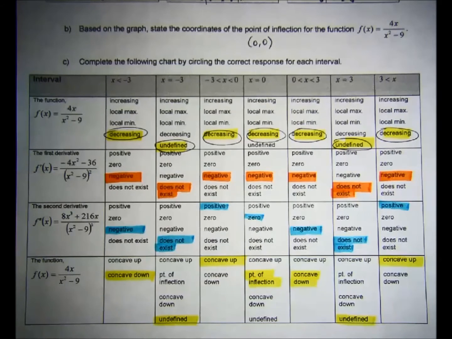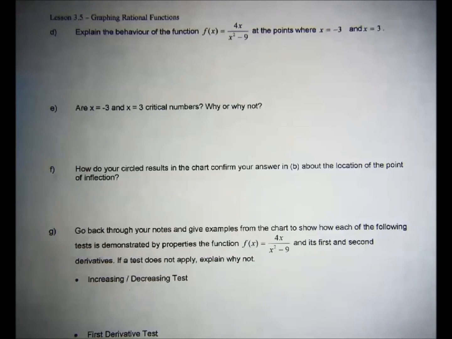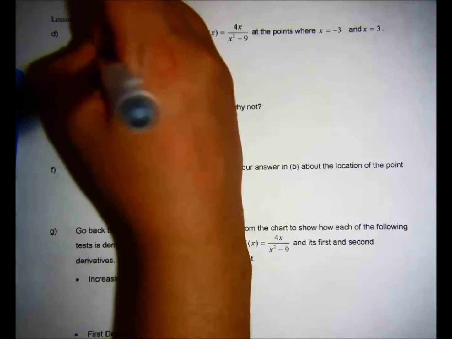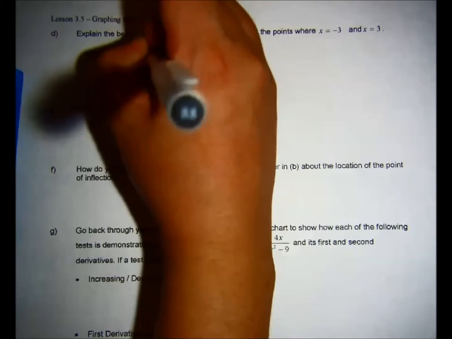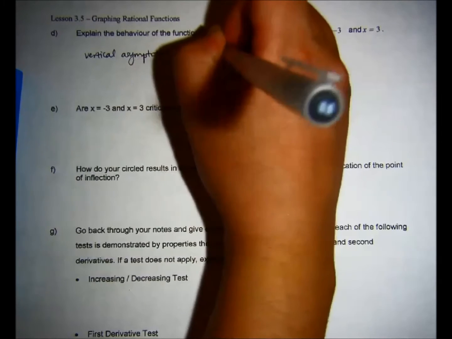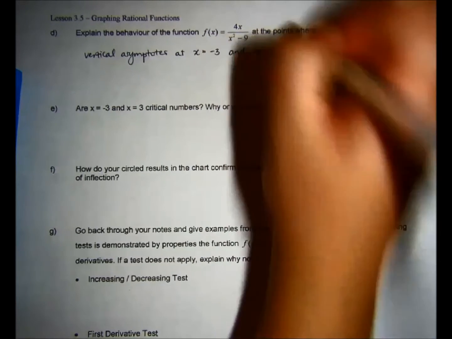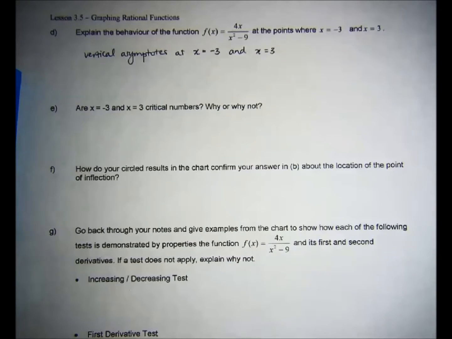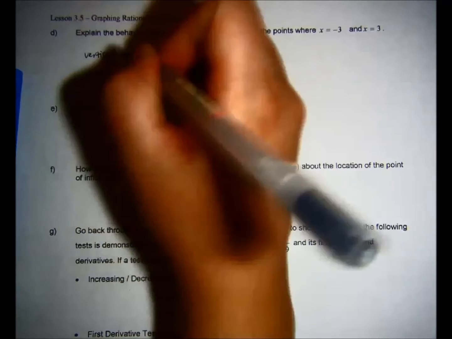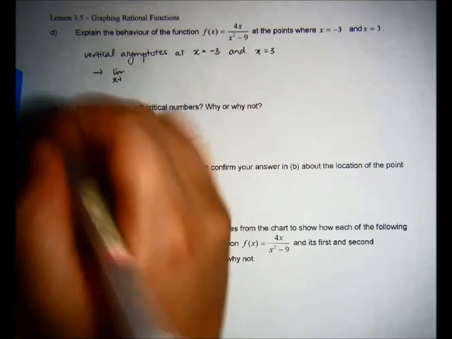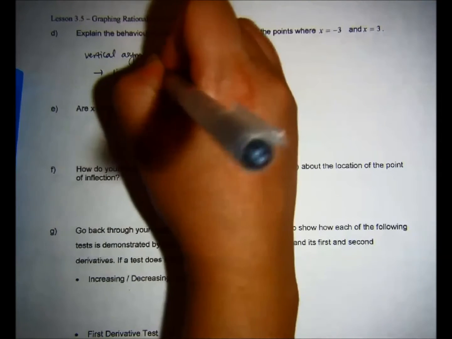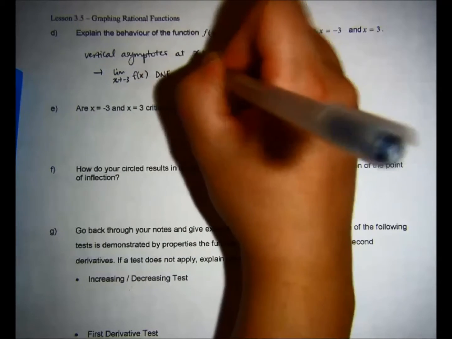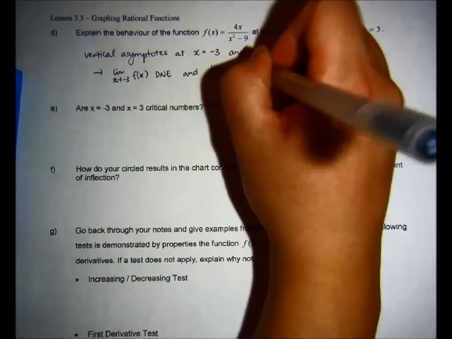Okay, so let's move on to the next page and answer some questions based on what we just figured out. Explain the behavior of the function f of x at the points where x equals -3 and x equals 3. We saw that we had vertical asymptotes at x equals -3 and x equals 3. So basically, the limit as x approaches -3 of f of x did not exist, and the limit as x approaches 3 of f of x also did not exist.